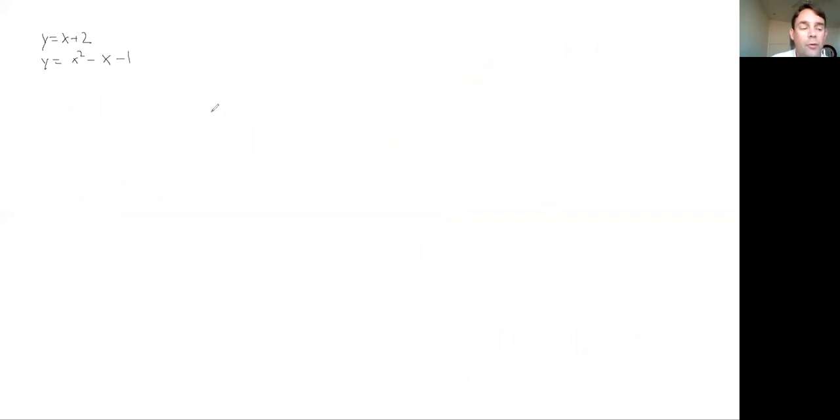What I want you guys to do is figure out what the area would be bounded between these two curves. Go ahead and pause the video and see what you can do. All right, well, let's see what you guys came up with.